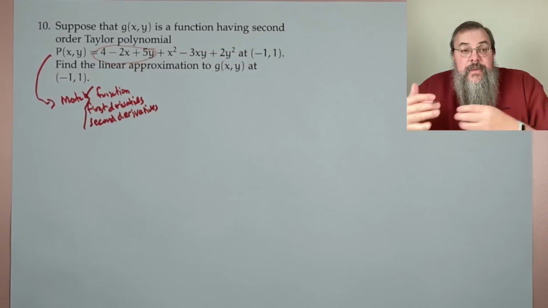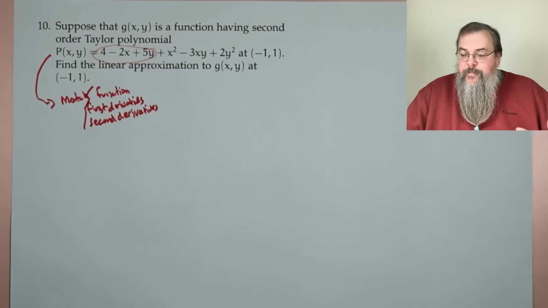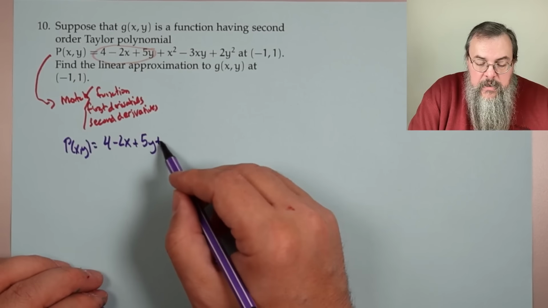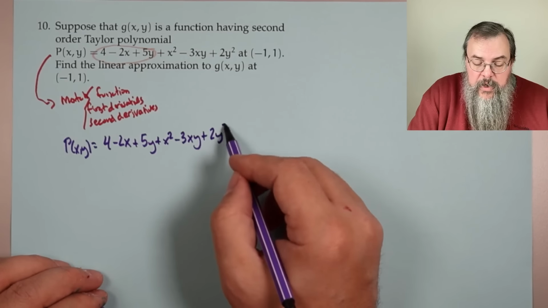Okay, so given that that's true, how do we exploit this? Well, we're just going to see what is the value of this function, what is the value of this function's derivatives, and then we're going to use those. So we have our p of xy, and I'm just going to copy it down again: 4 minus 2x plus 5y plus x squared minus 3xy plus 2y squared.